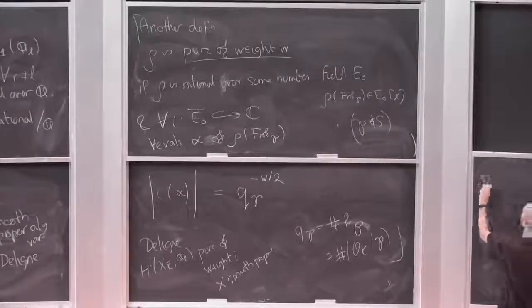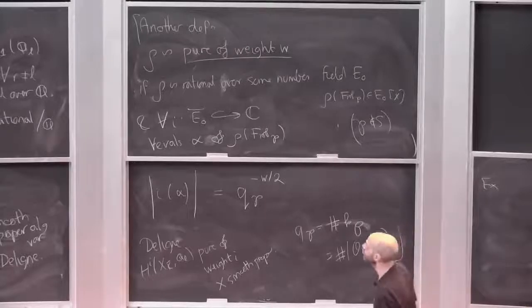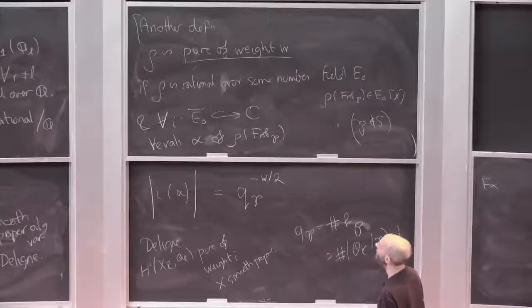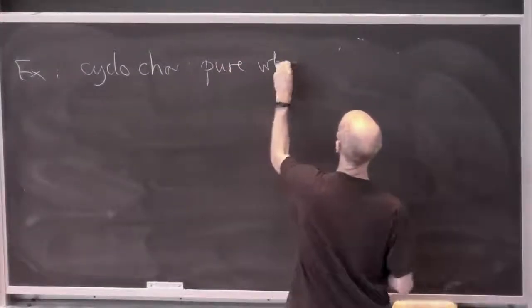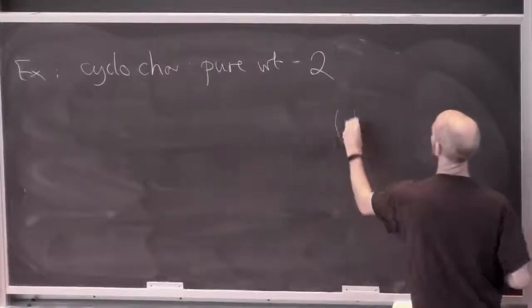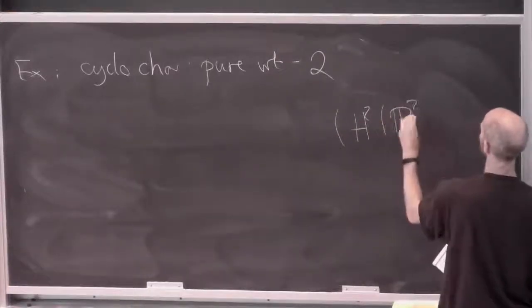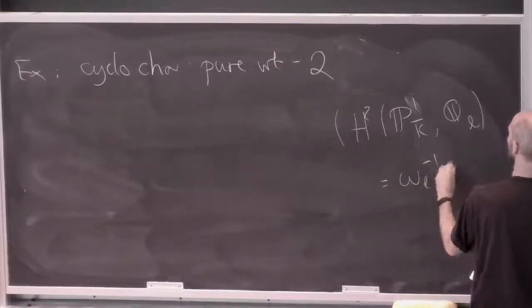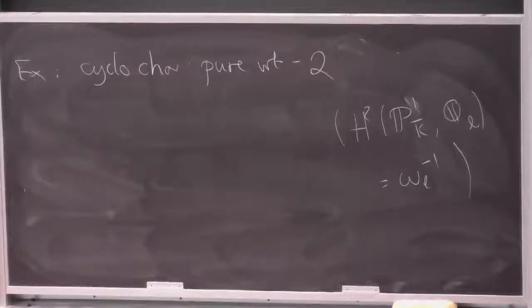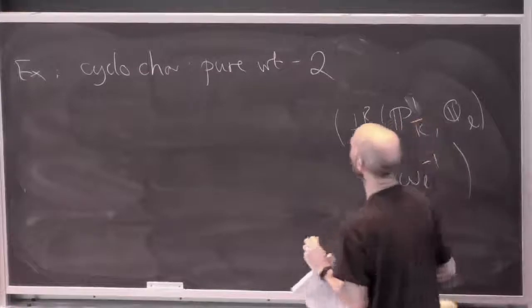Did we do cyclotomic character being rational over Q? We did Tate module of an elliptic curve rational over Q. Yeah, cyclotomic character rational over Q. So it turns out that the cyclotomic character is pure of weight negative 2. And I'm kind of happy with that, because the only thing I know about étale cohomology is that H^2 of P^1 is the cyclotomic character inverse. It's inverse because the cyclotomic character's got something to do with homology, not cohomology. So there we go.